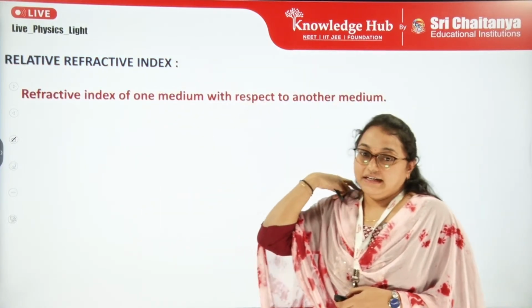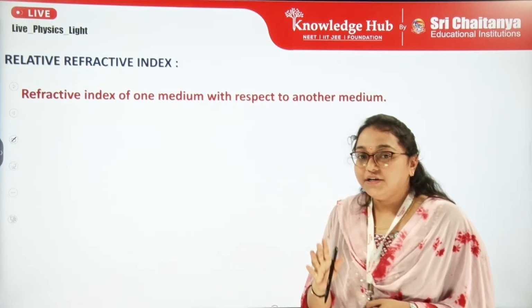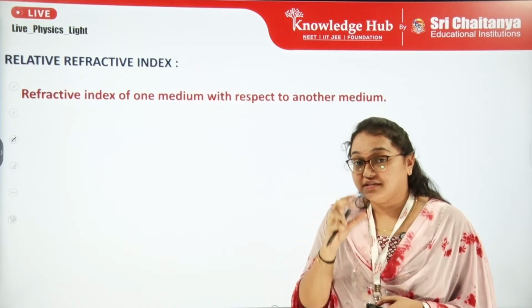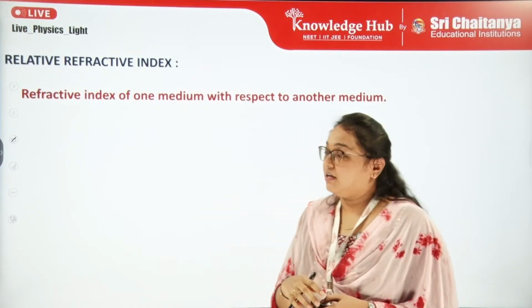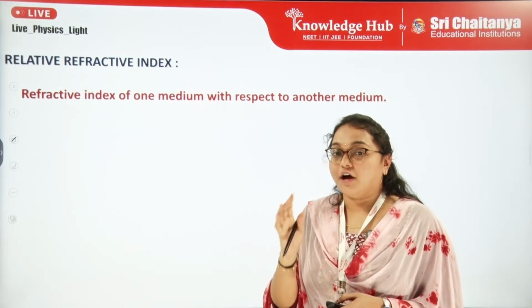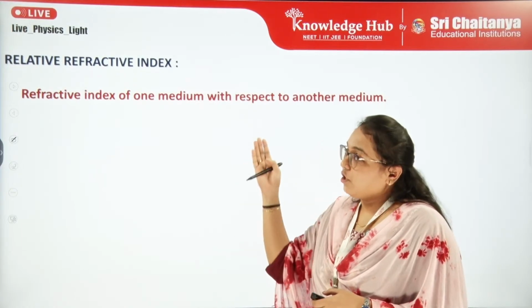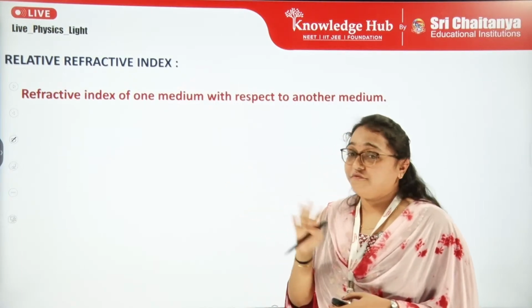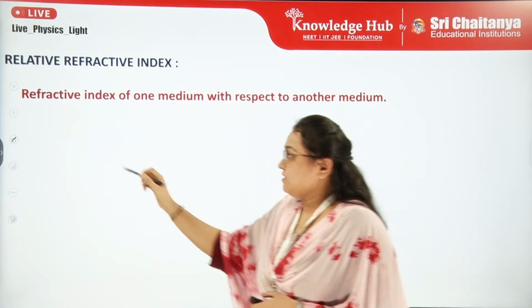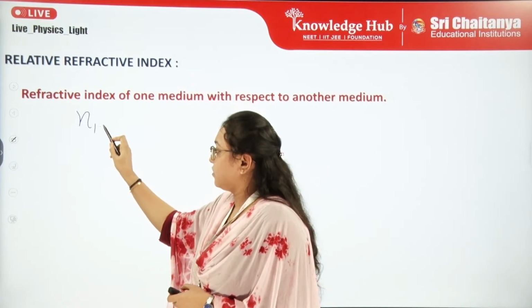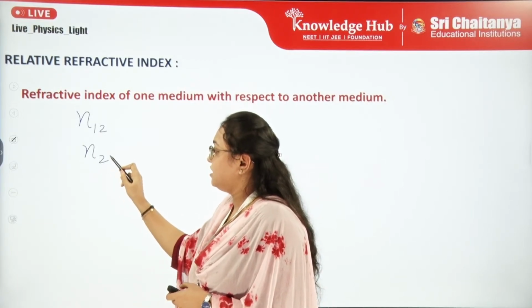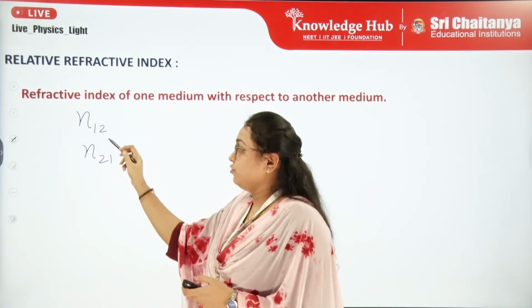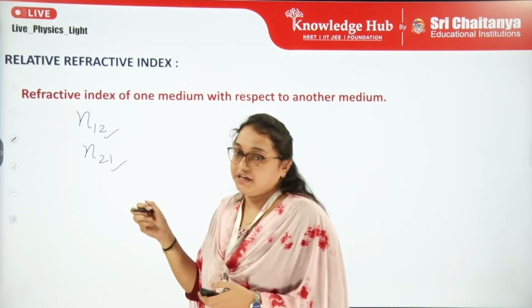So then what about this relative refractive index? Refractive index talks about one specific medium. Absolute refractive index purely talks about a single medium. So when I talk about relative refractive index, that means we are comparing the refractive indices of two different media. So the representation is either like this or like this. That means these both are different from each other. So based on the requirement, we have to use either this or this.